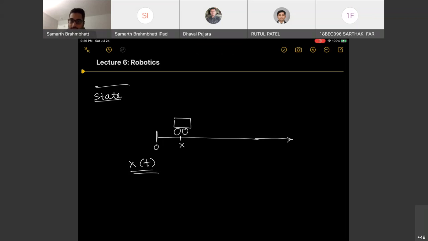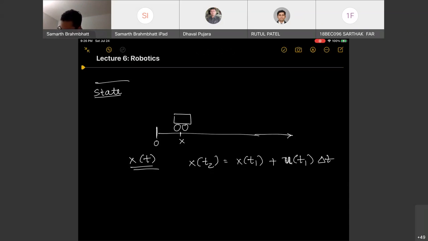So what is the input to the robot? It could be some kind of energy that you provide to the motor or things like that, if your robot has a motor. And so the very simple case is we can write down the equation as x of t2 equals x of t1 plus this u at t1 times this delta t. So we all know the equation of position and velocity.